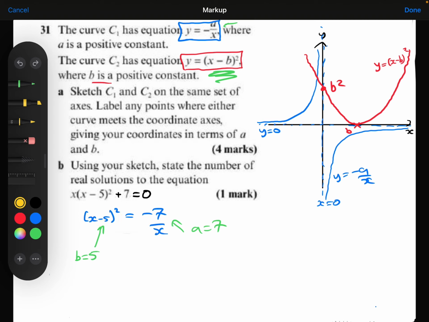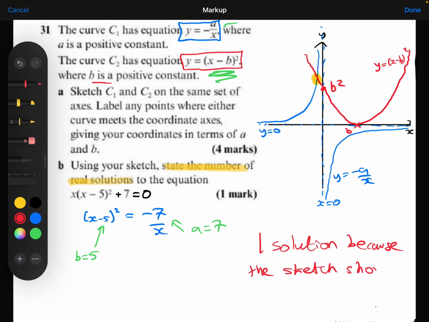The question doesn't ask me to work out the solutions, it just asks me to state the number of solutions. So looking at my graph, how many times do the graphs intersect? Once. There is one solution. So there is one solution because the sketch shows the graphs will intersect in one place.